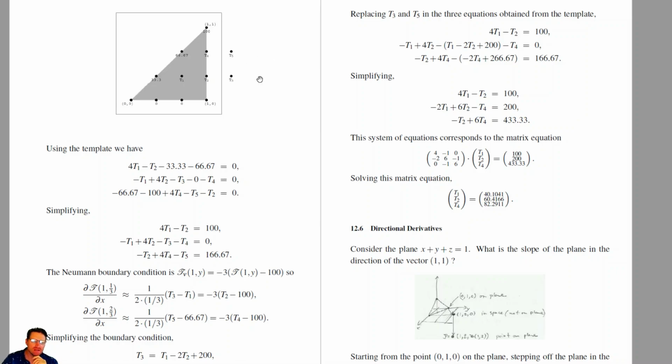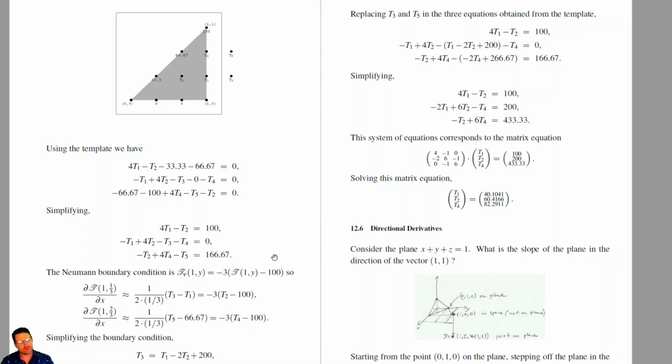Then we move the template over T4. We take in minus 66.67, so that's to the left. We take in the point above, minus 100. We take in the point below, minus T2. We take in the fictitious point, minus T5. And then, of course, I probably said earlier, but we've got 4T4. Okay, so that's all of the three equations that we need for moving the template around over those grid points. Simplifying that, we can move the actual constant numbers over to the right-hand side and obtain this equation here.